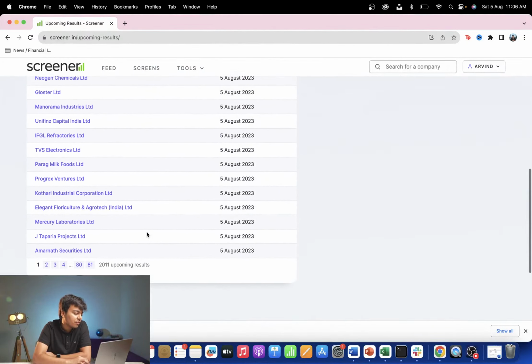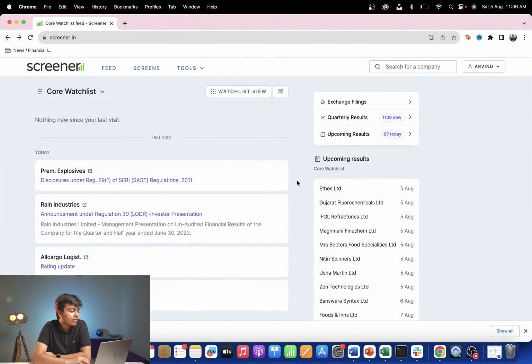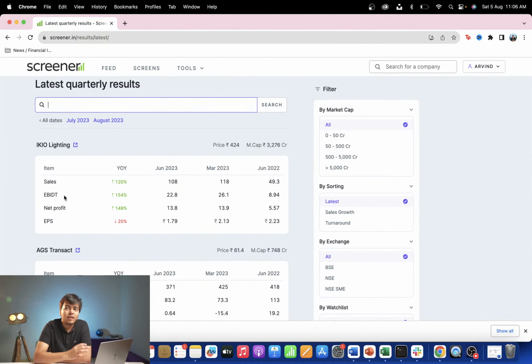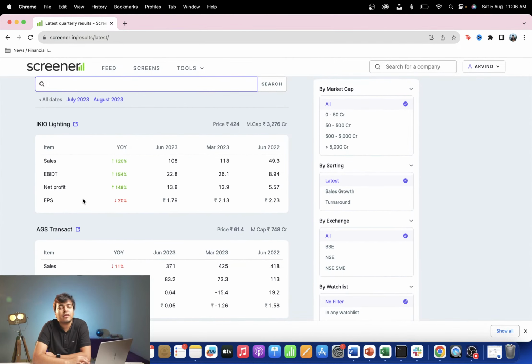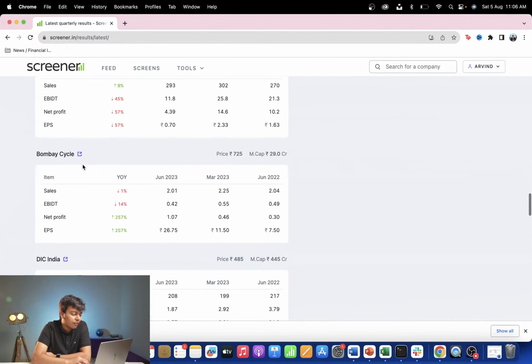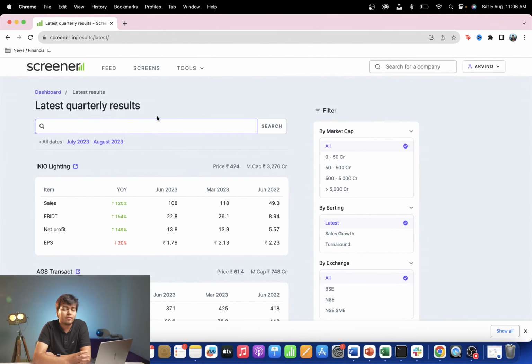So these are the companies which are going to come up with their quarterly results. Likewise, for the companies which have already posted their results, we can see the market cap, the price, and their basic P&L items like sales, EBIT, net profit, EPS, and all those things. So a very quick summary of everything that has come in is something that we can easily find here. And you can definitely search for a particular company that you want to search.